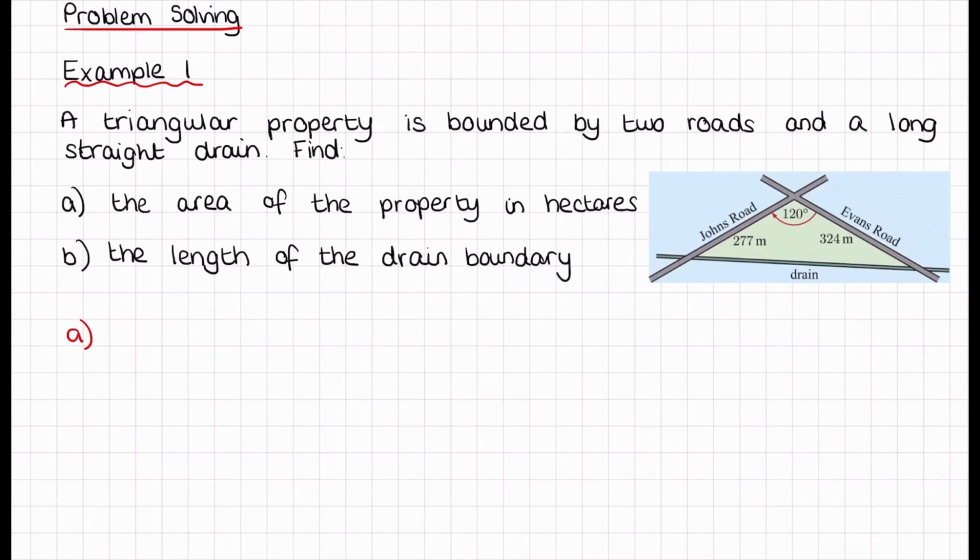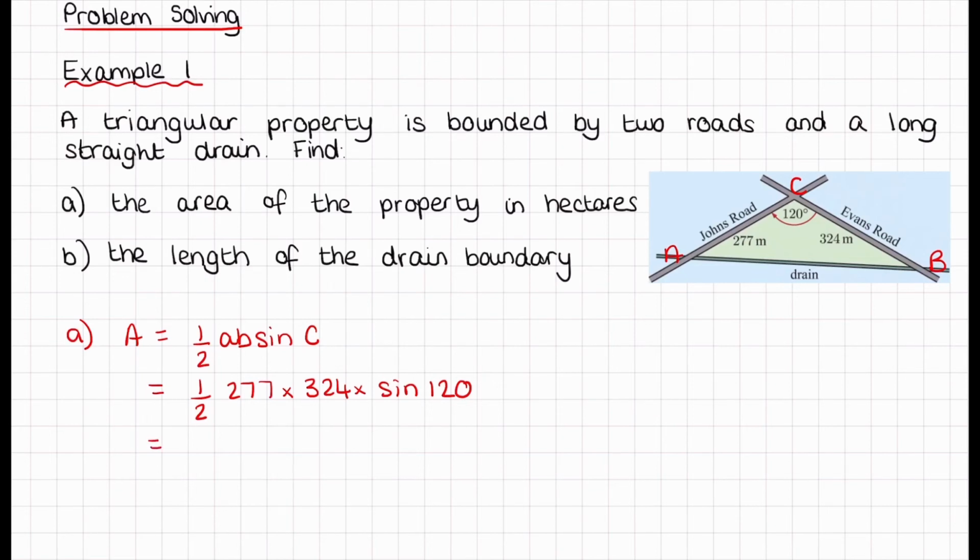So we want the area of the property, which means we need our area formula, which remember is half AB sine C. So we know this 120 angle, so I'm going to label that C. And then A and B can be either of the other angles. Now we just sub everything in. So a half A times B, so 277 times 324 times sine of the angle, which is 120. Now remember, for this formula, the two sides have to be either side of the angle you're using.